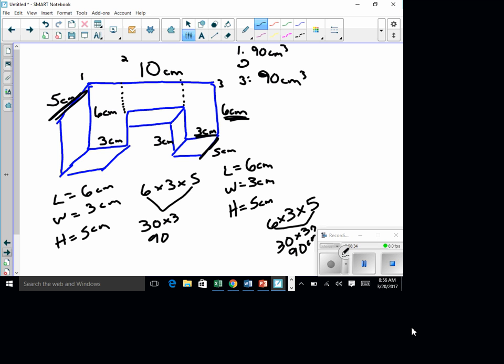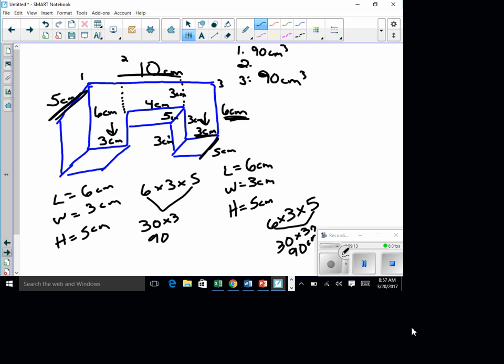Now we're going to go up and we're going to find out 2. Now 2 is a little crazy. You look at it because it's 10 all the way across. But you remember we're going to have to take away this 3 and this 3. So 10 minus 3 is 7, and 7 minus 3, so this should be 4. Now, we know that this length right here says that this is 3 centimeters. If the whole thing is 6, then this thing should be 3 centimeters as well. And then the height is 5, just like the other ones.